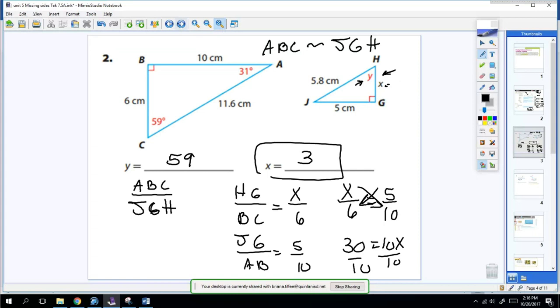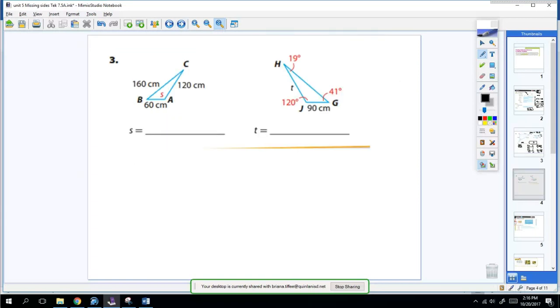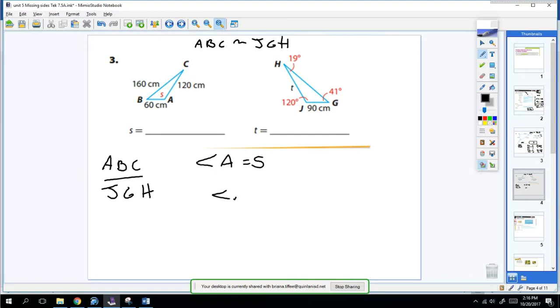All right, let's try another one. Now we're missing S and T. We have triangle ABC is similar to, again, JGH. We're missing angle A, which is S. Angle A has to equal angle J. Angle J is 120 degrees, so angle A is 120 degrees, so that means S is 120.